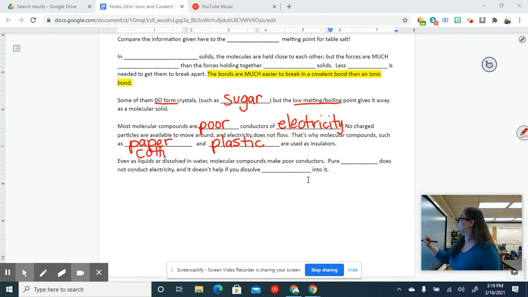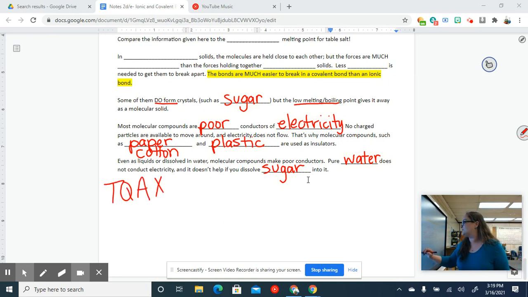Cotton is also a good one. Even as liquids or dissolved in water, molecular compounds make poor conductors. Pure water does not conduct electricity, and it doesn't help if you dissolve sugar into it. Now, would it help if you dissolve salt into it? Yes.